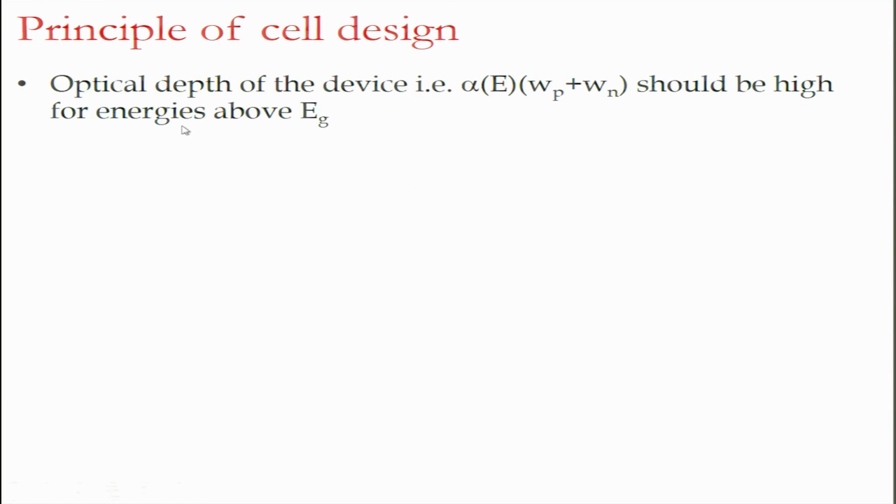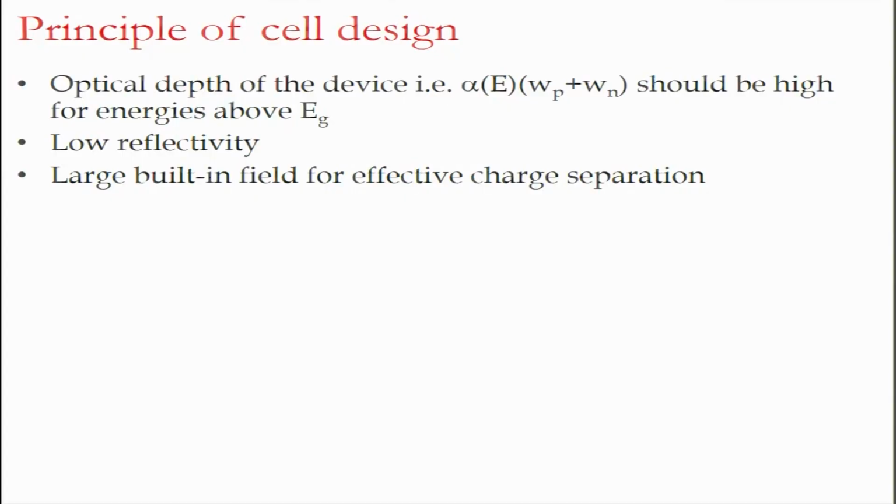So, let us come to the principle of cell design. How do you design a solar cell? So, the first thing is, as we said, from the quantum efficiency perspective, the optical depth of the device, that is alpha(E), the absorption coefficient, times (Wp + Wn), which is the total width of the depletion region, should be high for energies above Eg. So, which means the optical depth, the depth in which the device absorbs light, should be good enough so that you are able to absorb all the energies above Eg.